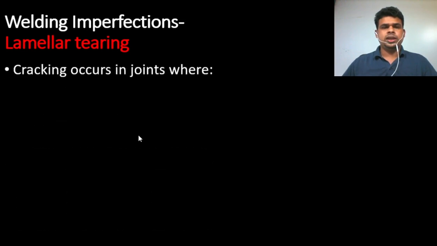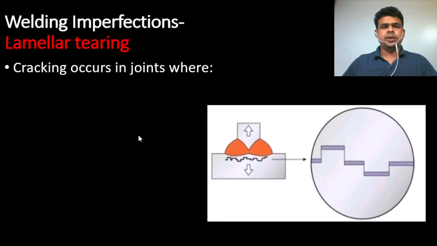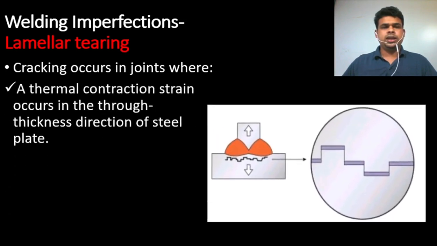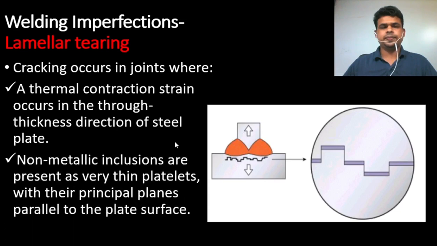Cracking occurs in joints where a thermal contraction strain occurs in the through-thickness direction of the steel plate. You can see this is the plate weld configuration. This is our main plate, this is the other plate, and the welding is here. This type of tearing occurs here due to the thermal contraction strain. So here is the strain, and for this strain the tearing can occur here.